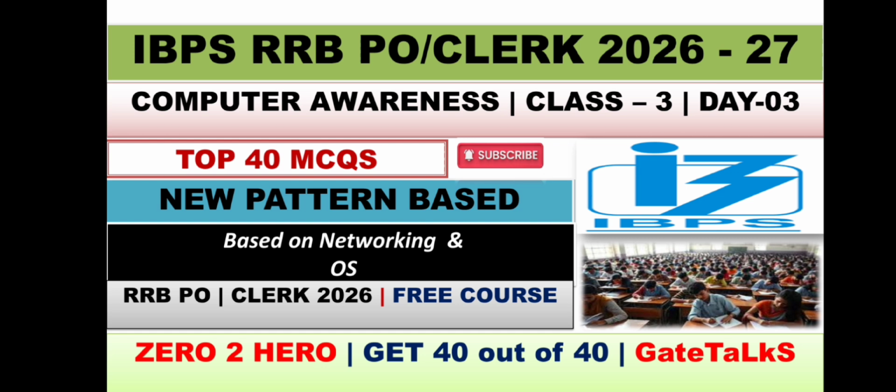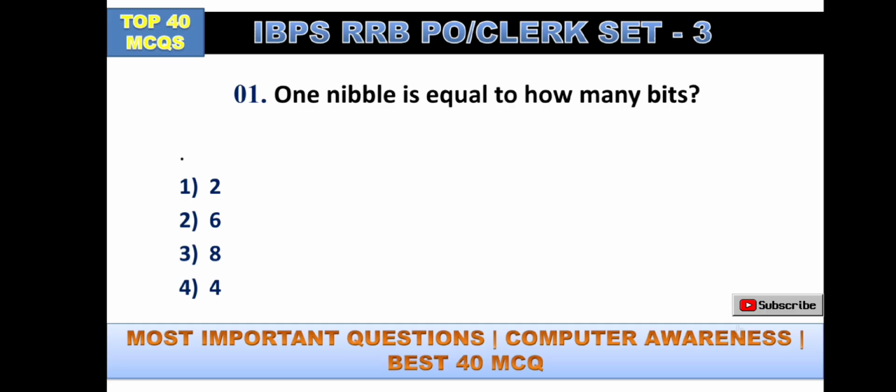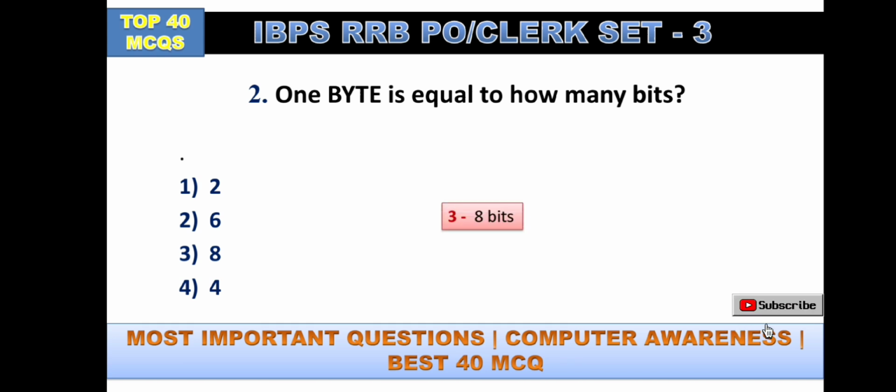Okay, so let's start. The first question you can see on the screen is: 1 nibble is equal to how many bits? So 1 nibble is equal to 4 bits. So here the answer is option number 4. 1 byte is equal to how many bits? 1 byte is equal to 8 bits. 1 nibble is equal to 4 bits and 1 byte is equal to 8 bits.